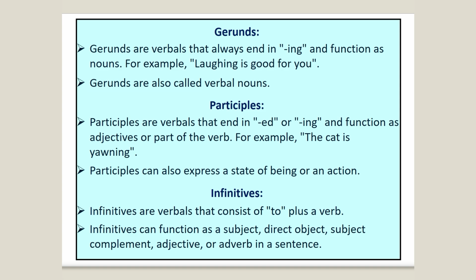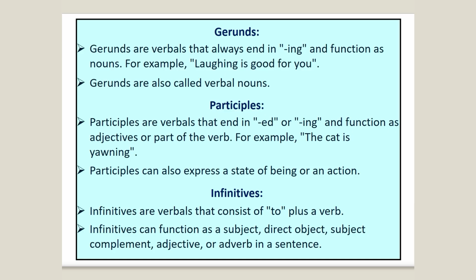For example, "Laughing is good for you." Here, -ing is being added to laugh, and the word laughing is working as a noun. That is why it is a gerund. Gerunds are also called verbal nouns. Yes. Now, the next word is participles.